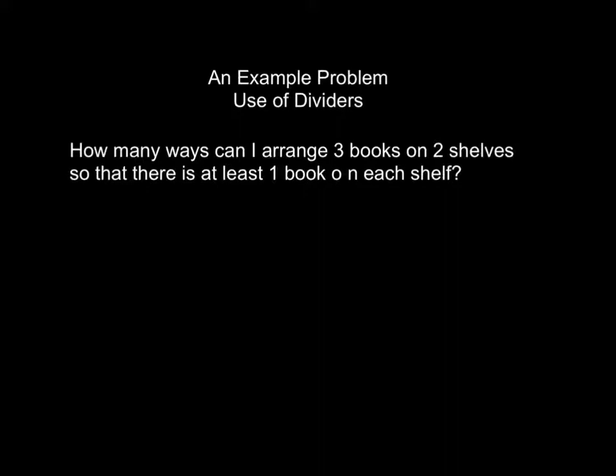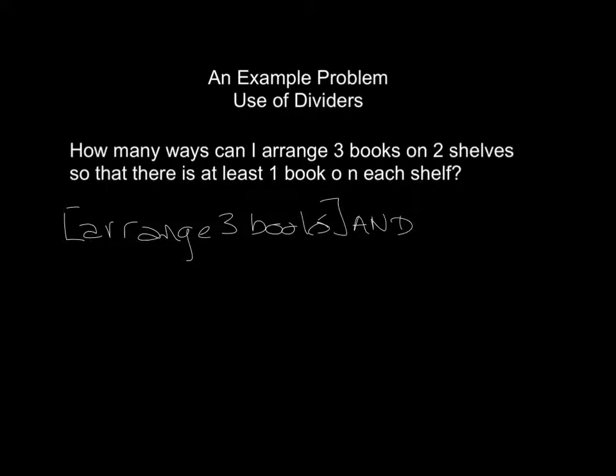So to illustrate use of dividers, we have an example problem. How many ways can I arrange 3 books on 2 shelves so that there is at least 1 book on each shelf? So what I can imagine is that this is a 2-step process. First, I want to arrange my 3 books. After that's happened, I'm going to place a divider. And what the divider does is it tells me where I'm going to divide. Basically, it represents the divide between the 2 shelves.